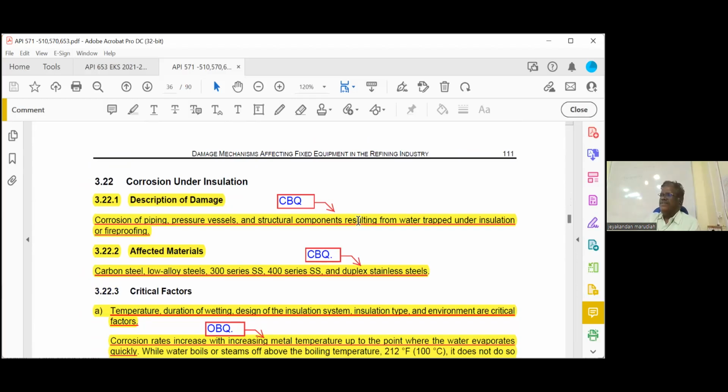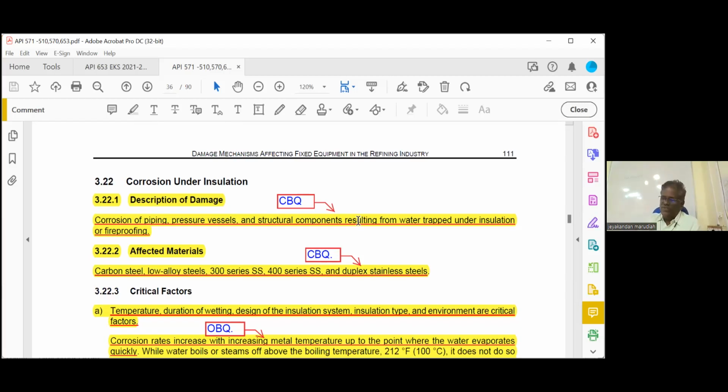Again, when the insulated tank's insulation becomes wet and is in contact with the tank, if the tank is not painted or the paint fails, it can corrode your tank. Very simple. So CUI is a common damage mechanism, applicable to tanks, piping, pressure vessels, everything. We need 3 conditions.